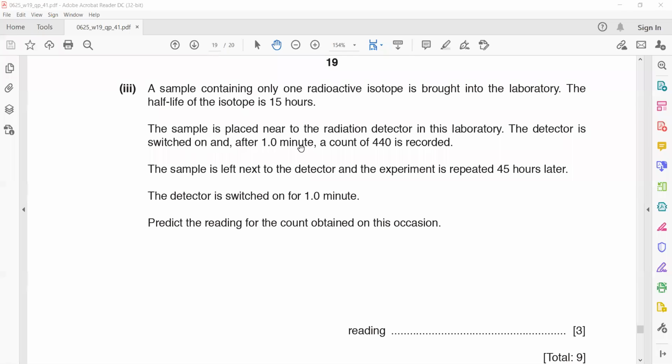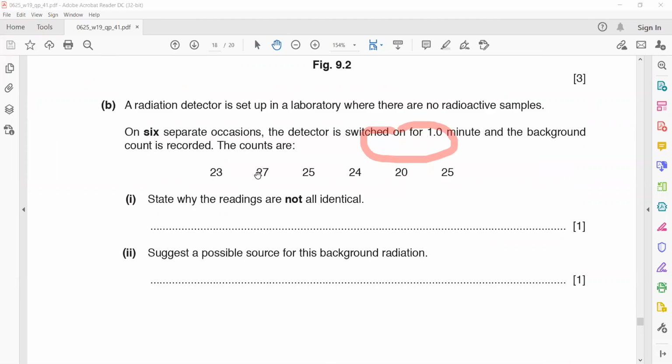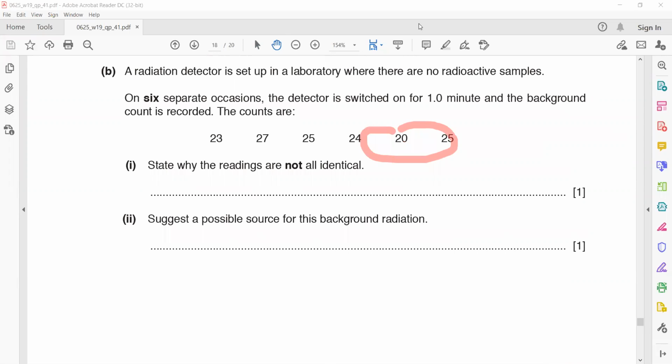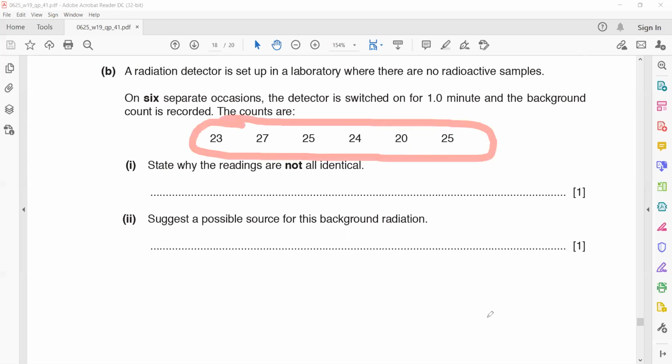The sample is placed near a radiation detector in this lab. The detector is switched on and after 1 minute, the count is 440. So the detector is recording 440 counts. But keep in mind, because this is a continuation of the question, they already discussed the background. So when they discuss the background, you have to include the background radiation as well. So your detector records 440 counts, which includes background as well.